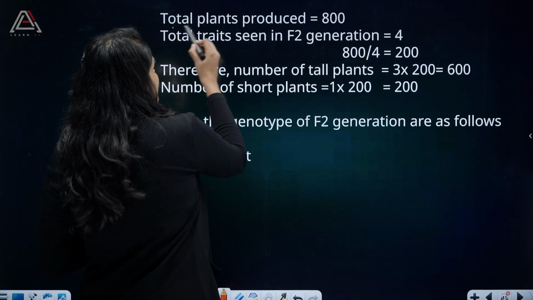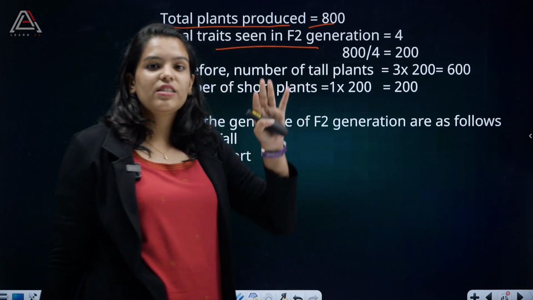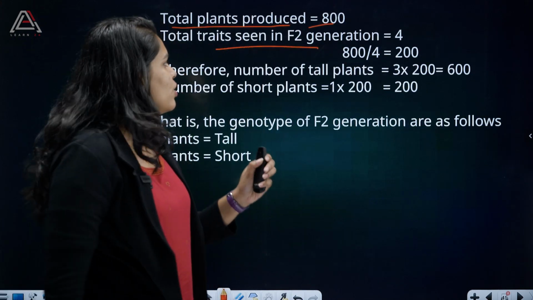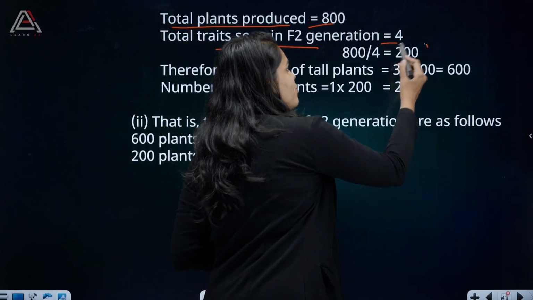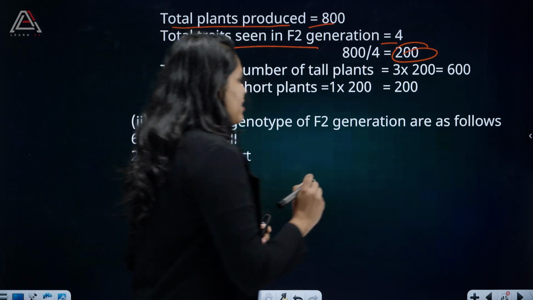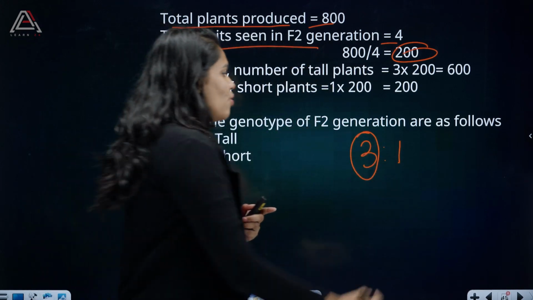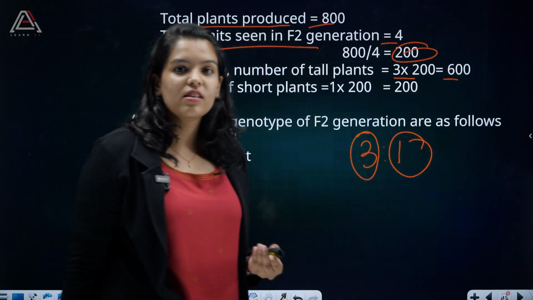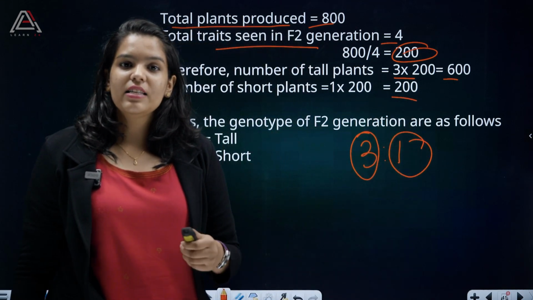So according to it, the tall pea plants produced were 800, we know, and in the F2 generation you can see there were 4 characters present. So the total number of traits seen is 4. When you divide it, you will get 200, and if you put everything together, I said 3 traits are tall and 1 trait is short. So when you multiply it with 200, you will get 600 plants that are tall and 200 plants that are short pea plants.